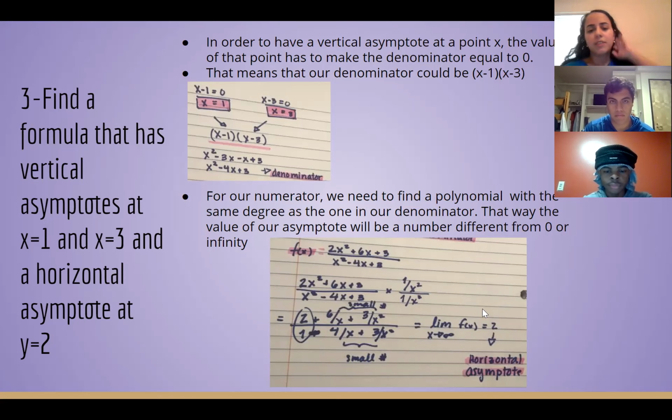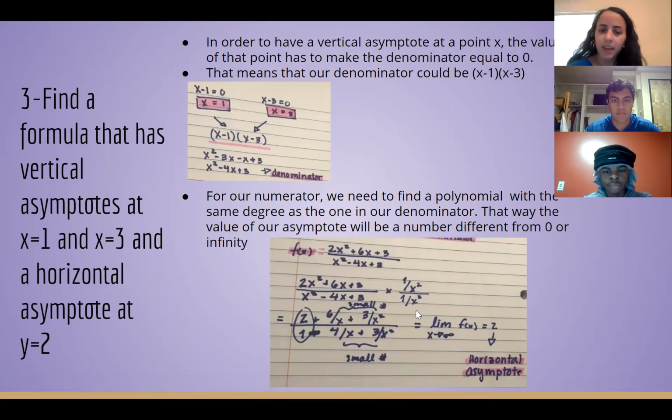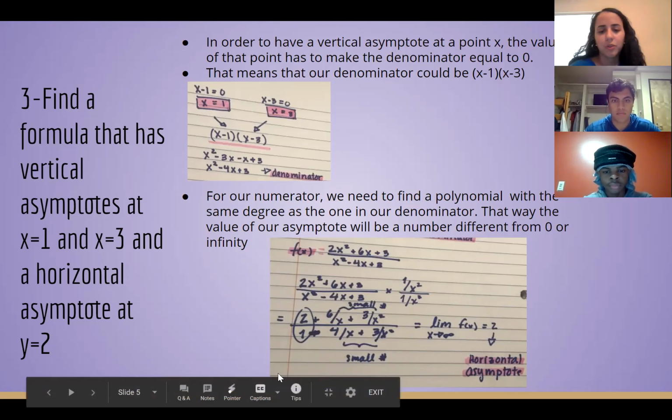To prove that this is true, I divided the top and the bottom by the highest degree, which is the same as multiplying by 1 over x squared. After that, I got 2 plus 6 over x plus 3 over x squared on the top, and on the bottom, I got 1 minus 4 over x plus 3 over x squared.